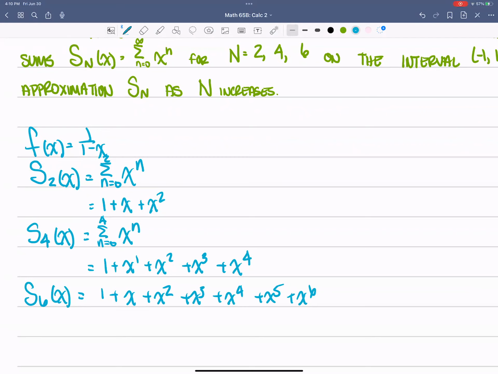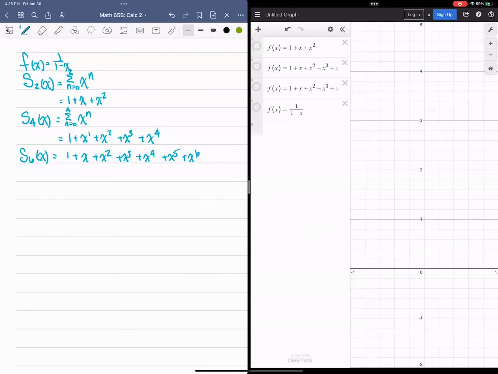And now let's get to graphing. Just a sec. And I'm back. So let's see what these graphs look like.